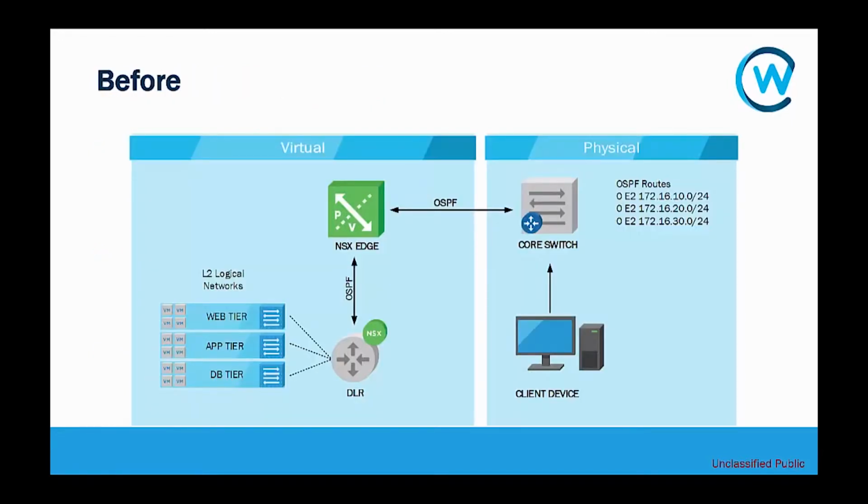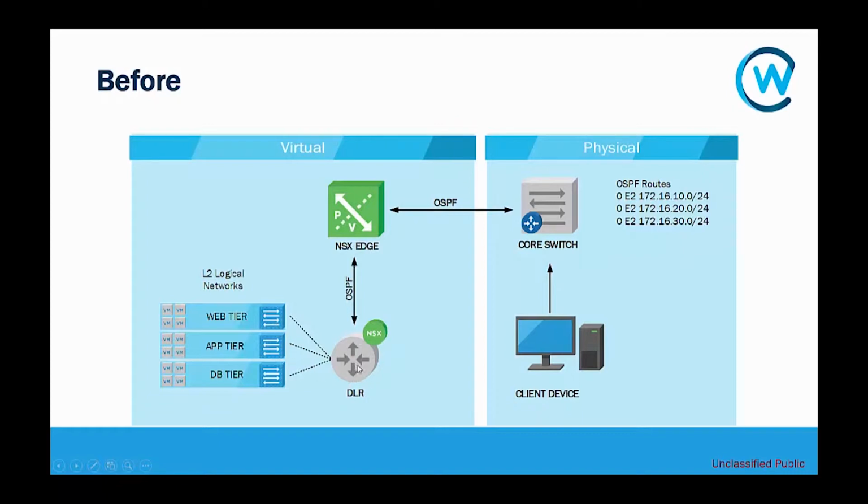So this is a quick diagram of how the infrastructure has been set up. On the left-hand side, I have the virtual components here. I've already gone ahead and created three layer 2 logical networks: the web tier, the app tier, and the DB tier. And I've connected virtual machines to each of these networks in turn. To make these networks routable, I need to give them a layer 3 interface, a default gateway. And I've done this on the DLR. So the DLR is acting as the gateway for these three virtual machines.